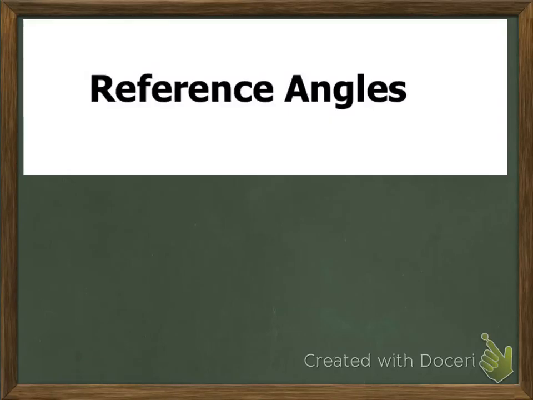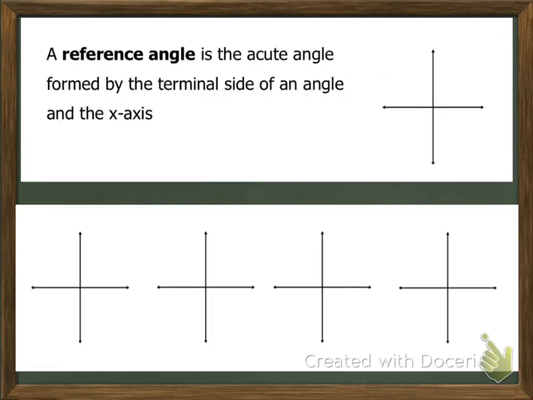We're going to take a minute and look at reference angles. Here I have the definition of a reference angle. A reference angle is the acute angle formed by the terminal side of an angle, so where it stops, and the x-axis. A reference angle is always made with the x-axis.